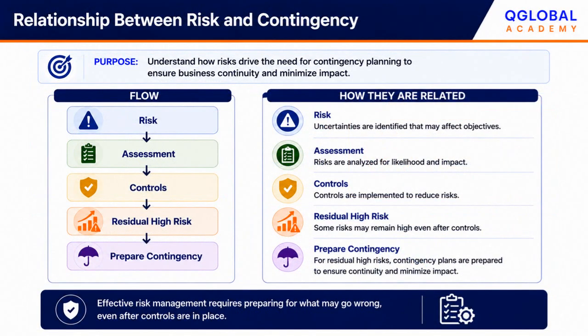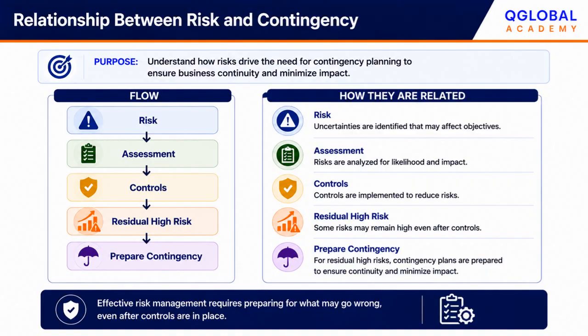This slide explains the relationship between risk management and contingency planning. The process begins by identifying potential risks. Each risk is then assessed to understand its likelihood and impact. Appropriate controls are implemented to reduce the risk as much as possible. However, some risks may still remain after controls have been applied. These are called residual risks.